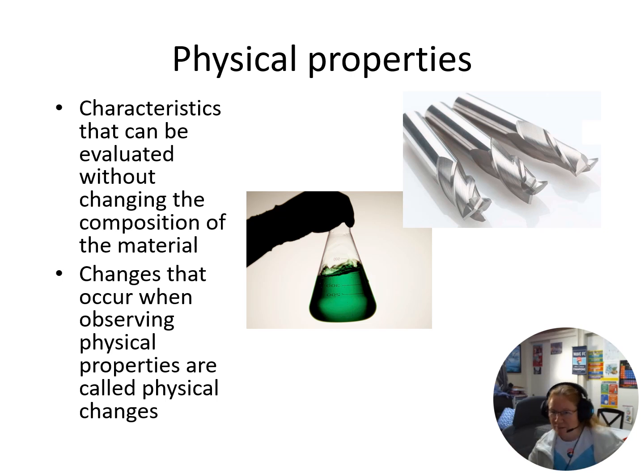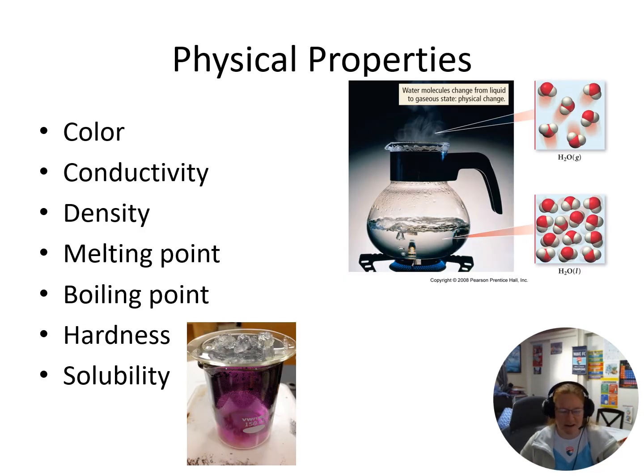All right, what about my other image of these drill bits? Think what could be physical properties there? Things like, again, state of matter. These guys are a solid. They're shiny. They've got some luster to them. Those are all examples of physical properties. So this sort of list should be very, very familiar to you: color, conductivity, density, melting point, boiling point, hardness, solubility, etc. These are all going to be your physical properties.